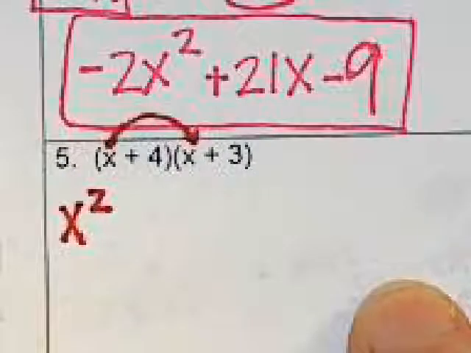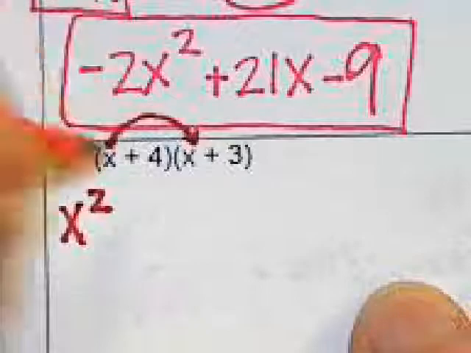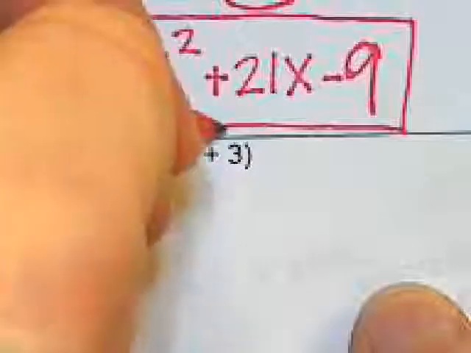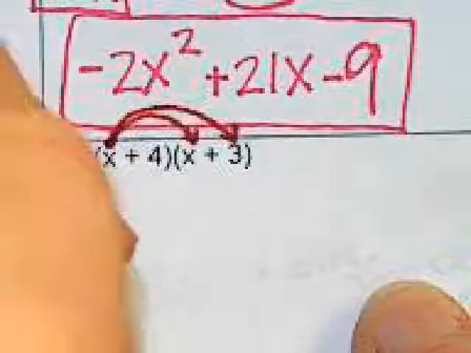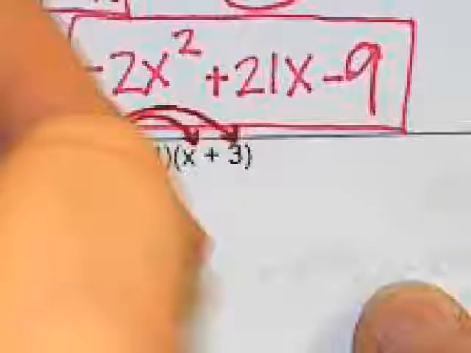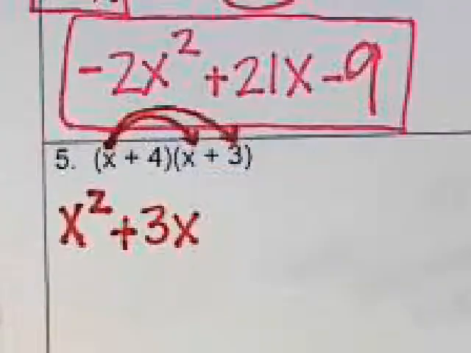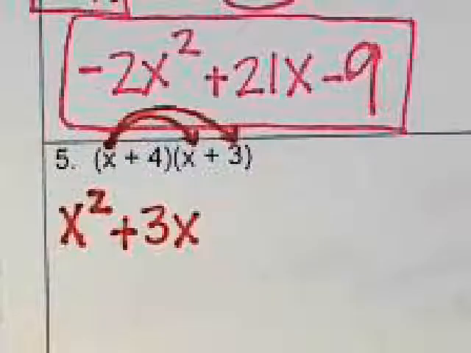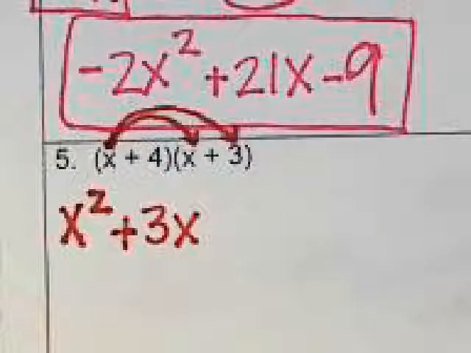Then, my next arrow. Notice how I did one arrow and then wrote the answer. Then I draw my next arrow. X times 3. What's X times 3? 3X. So, positive 3X. And I wrote my answer. That's the first set of distributing. How many times are you going to distribute when you do double distribute? Twice. So that's the first way.